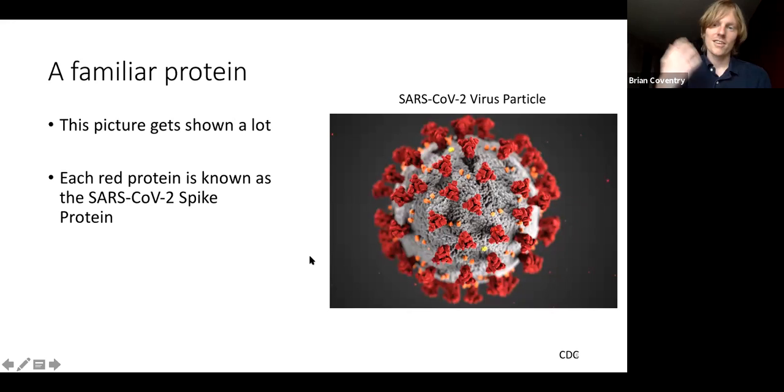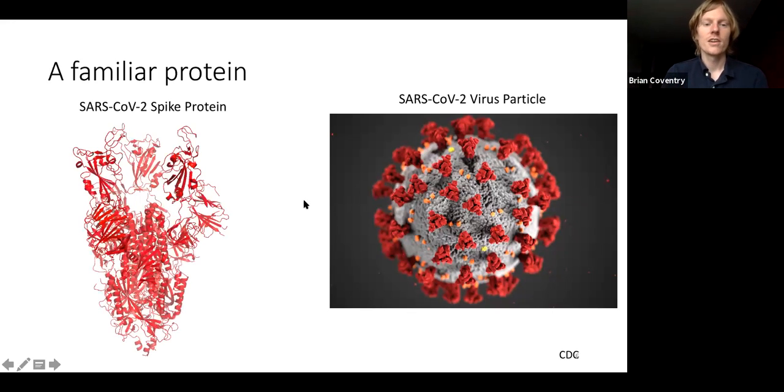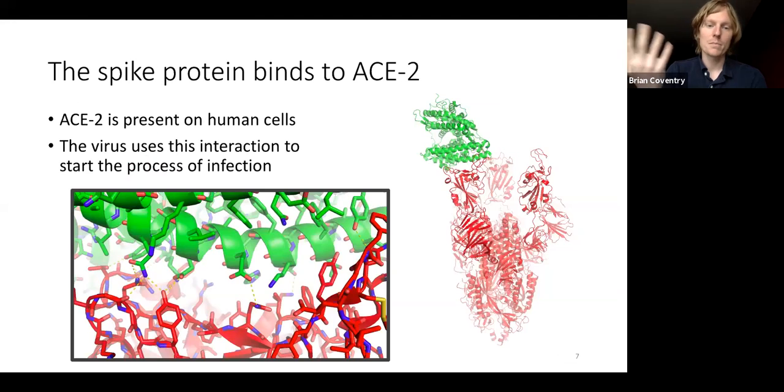And so, I'm sure everyone here knows what proteins are, but we see this picture a lot of the SARS-CoV-2 virus particle. And each of these red things here is the spike protein. And so here's just a blown up version of the spike protein. This is the open state for those that are very nitpicky about this. And so what we know about the spike protein is it binds to the ACE2 receptor. So here is ACE2, and this is how the virus starts getting into your cells.